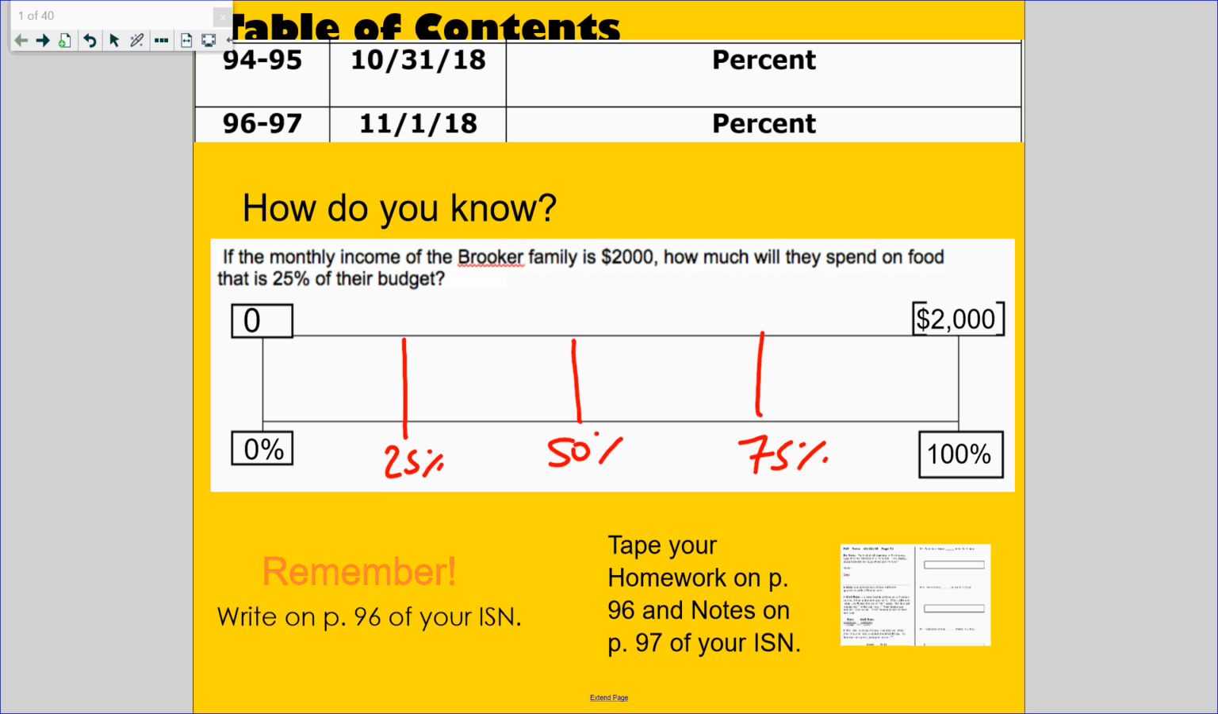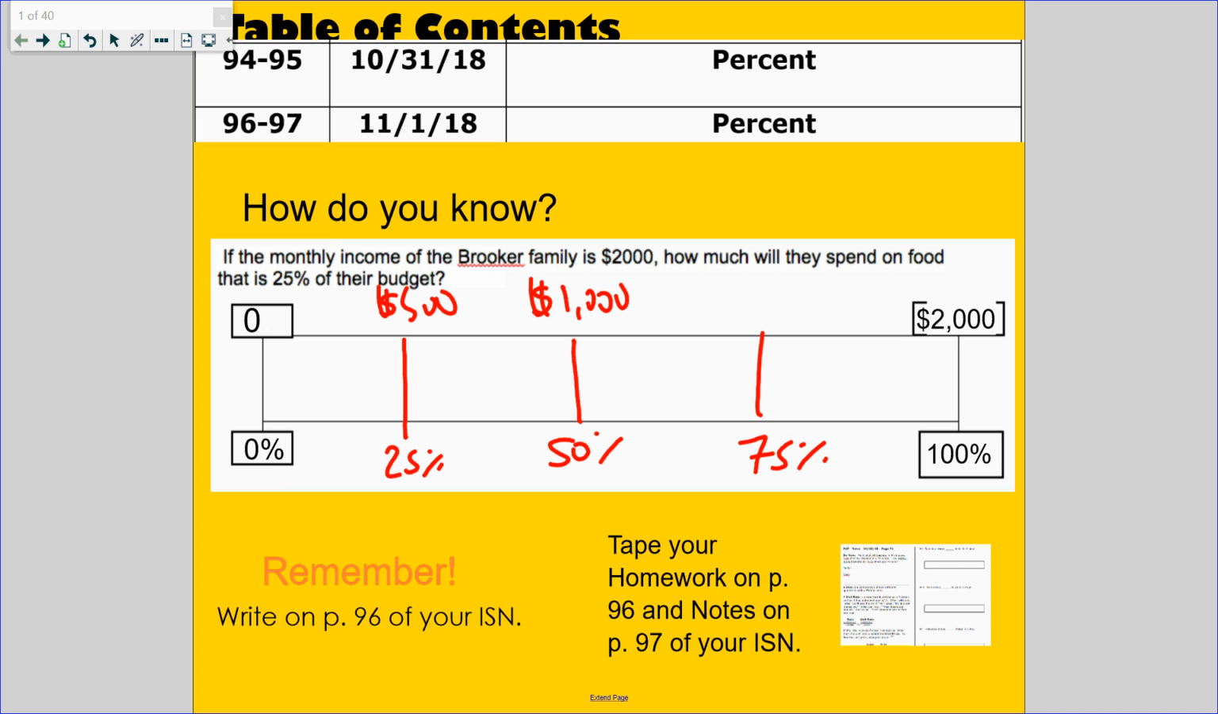So there's many ways to do this. 50% is half of 100%. What is 50% or half of $2,000? That would be $1,000. And so 25% is half of 50%. What is half of $1,000? $500. So that's one way you could have solved it.